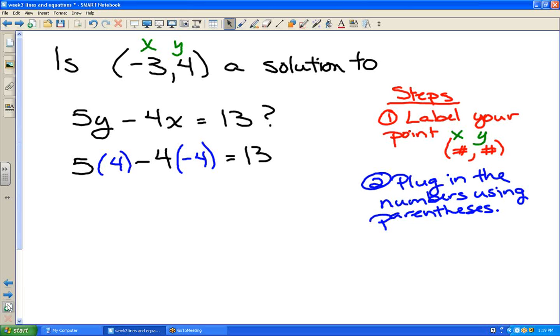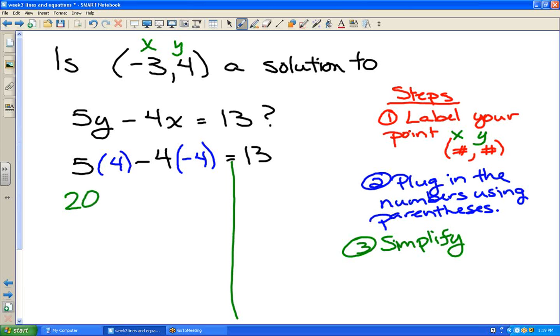That's all I needed you to do with the parentheses. Step 3 is to simplify. By simplifying, that means simplify each side by itself until you can simplify no more. So looking at the left side, I have to follow order of operations, so I have to get rid of parentheses first. There's nothing to do inside of them, so I'm just looking at 5 times 4.